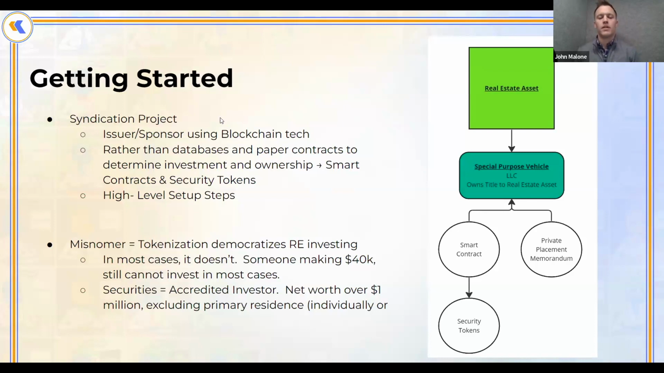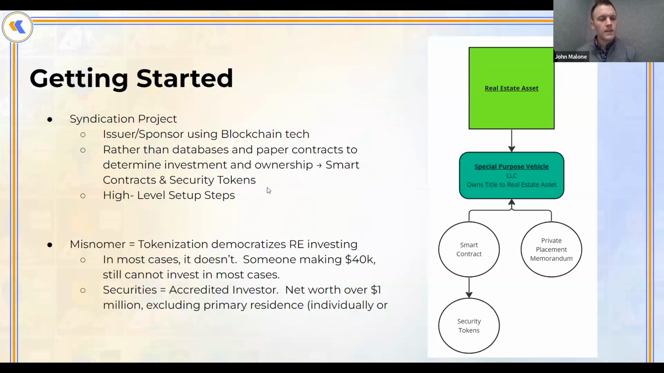So on the right side is a very high level look at what a setup would look like. In the square is your real estate asset, whatever it might be, that's owned by an LLC. A lot of people use the term SPV, or special purpose vehicle, that owns title to the real estate. That SPV is governed by a smart contract, right? And the security tokens are issued therefrom. If this is something that's being offered to the public as a security, there needs to be a private placement memorandum, which is something I'll chat about a little bit more in a moment.